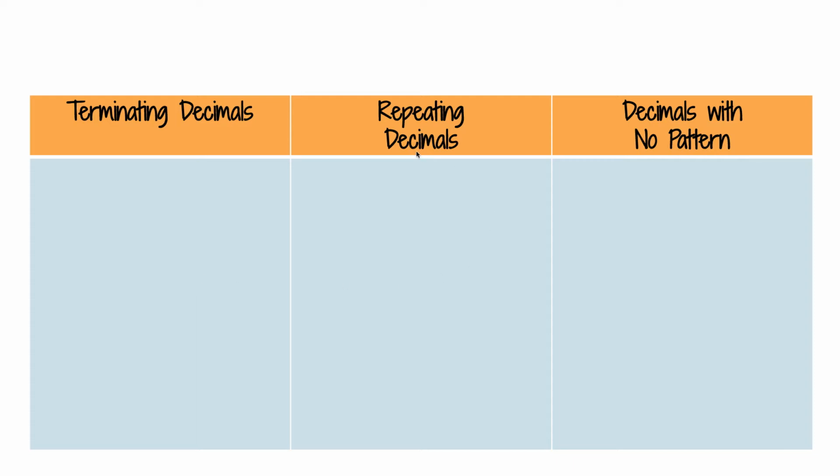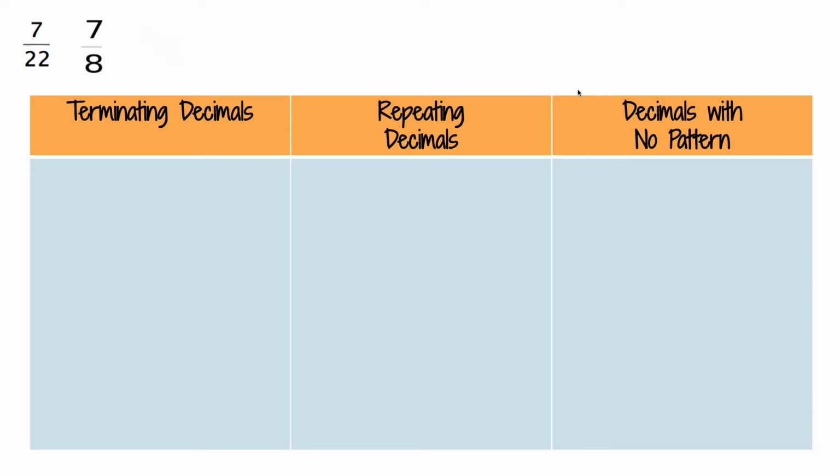If when you change the value to a decimal, you would have to use a notation bar because a digit or groups of digits repeat, then you're going to place the original value and the decimal with the notation bar in the second column. If you can't see a pattern of a digit or groups of digits that repeat, you're going to place the original value and let's round the decimals to the nearest hundredths place here. I'll give you an example.